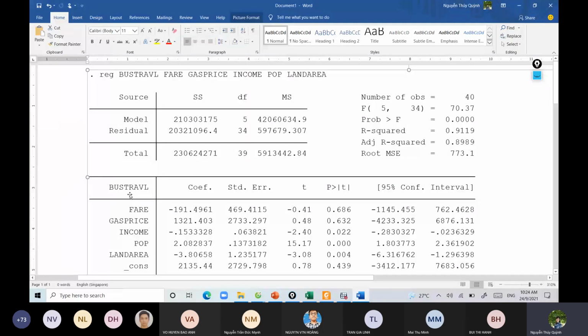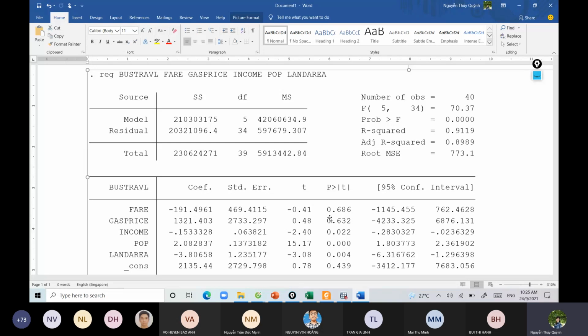Okay, so because they have no individual effect on the dependent variable bus travel, you might want to omit them from the model. You want to omit them from the model. We want to leave them out.